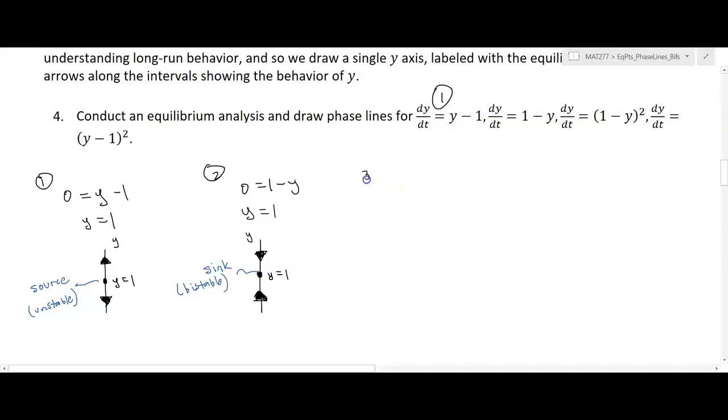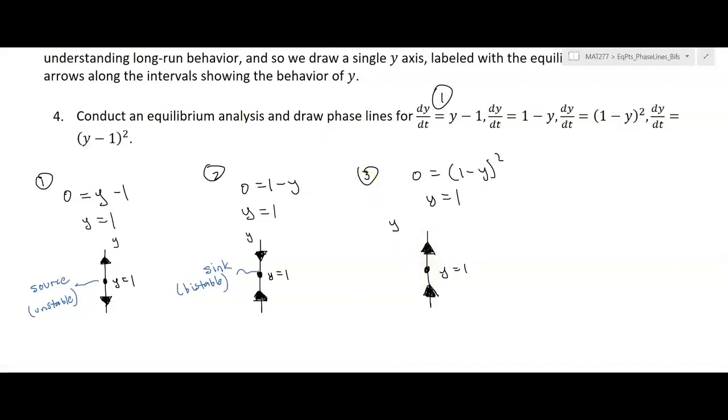In number 3, we have 1 minus y squared. Not surprisingly, we're going to get exactly the same equilibrium point, y equals 1. But in this case, it doesn't matter what the sign of what's inside of here is. If you square it, it's going to be positive. So that means we're going to have y increasing for values above 1, and y increasing for y values below 1. And so since we're stable from one direction, if y starts out less than 1, then y is going to approach 1. But if y starts off bigger than 1, it's going to move away from 1.